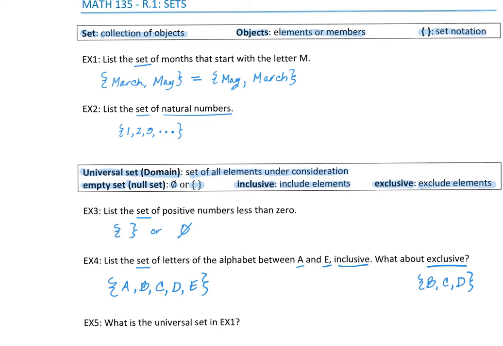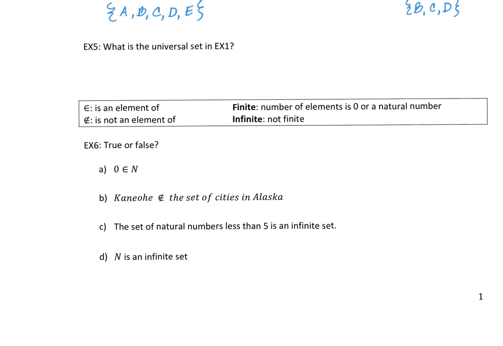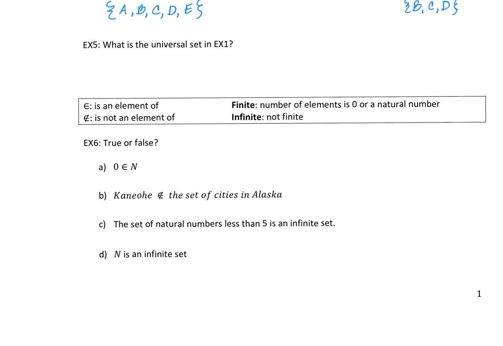So again, the universal set is the set of all elements that are under consideration. Another way to say that is the set of all elements that you can choose from. It's our domain. So what is the universal set in example 1? That would just be the set of all months.